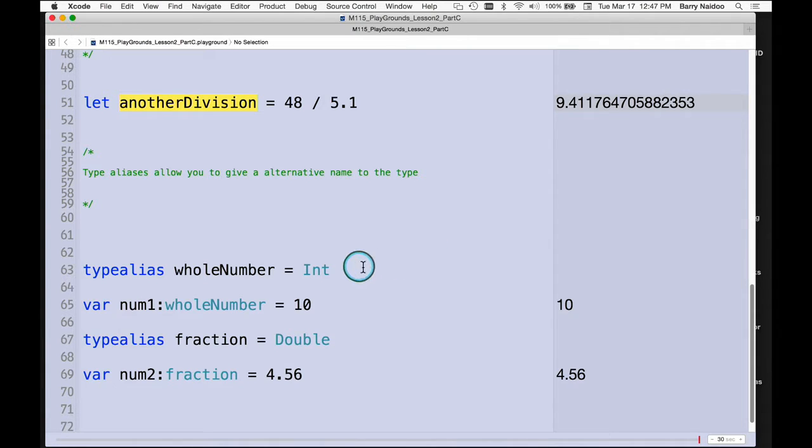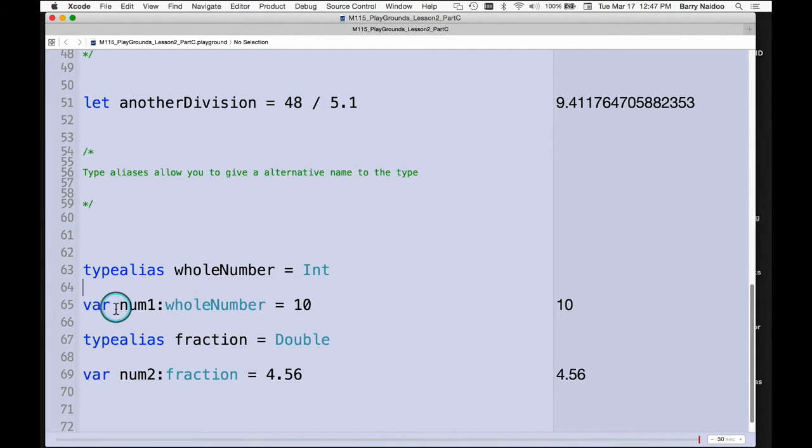Now if you do not like the word integer, it doesn't make any sense to you, you could use an alias for it. You can use another name for it, an equivalent name for it. So what I'm doing here is I'm defining an alias for int. We call this a type alias. So we use the keyword typealias. So instead of using the word int, I could use the word whole number in place of int.